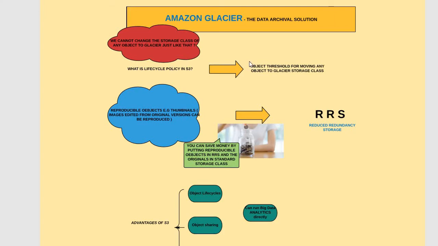So it is a kind of setting the object threshold for moving any object from other set of storage classes to Glacier. We can add a lifecycle rule and we can say, okay, after certain days move a particular file from standard storage class into another storage class, which can be Amazon Glacier. So this is one thing that I will be discussing in this video, and another thing is making use of reduced redundancy storage class to save up the cost.